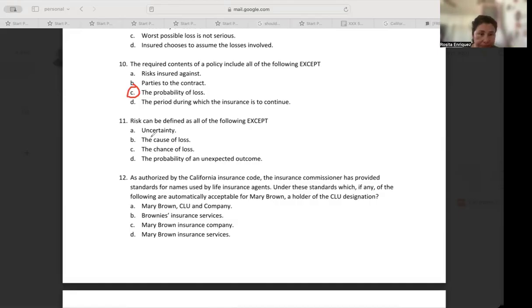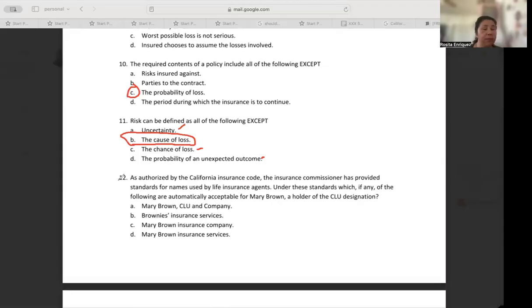Number eleven. Risk can be defined as all of the following except the cause of loss. That is our answer. So risk cannot be defined as the cause of loss. It can be defined as uncertainty, the chance of loss, the probability of an unexpected outcome. That's a risk, but it's not the cause of the loss.